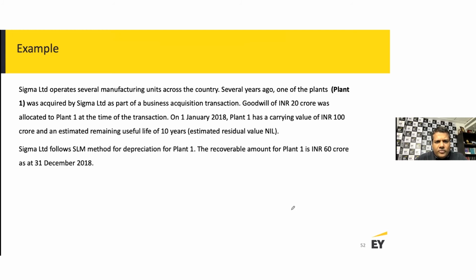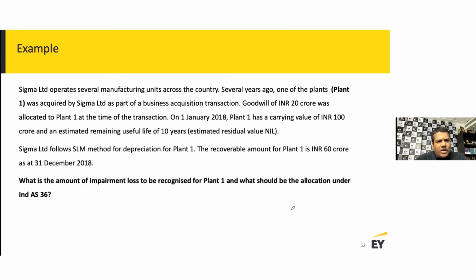The recoverable amount for Plant 1 is INR 60 crore as at 31st of December 2018. My carrying value is 100 crore, the goodwill which was allocated was 20 crore, and my recoverable amount is 60 crore. What is the amount of impairment loss to be recognized for Plant 1 and what should be the allocation under Ind AS 36?